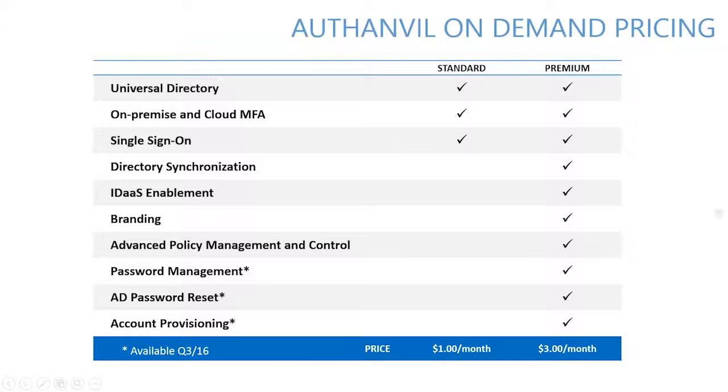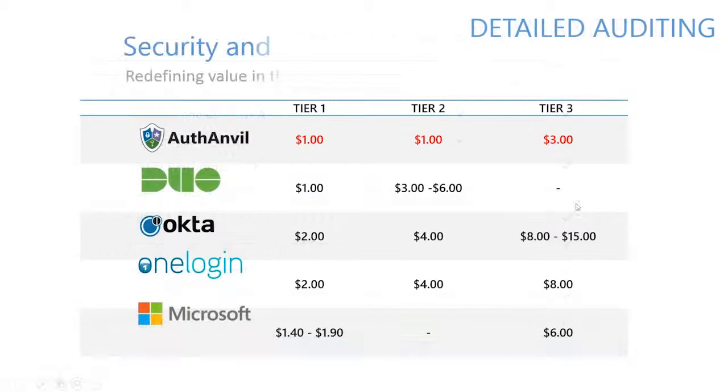Tremendous, tremendous opportunity. The premium product, as I said, is priced at $3 per user per month. Standard is $1 per user per month. How does that compare to others out there? Well, let's take a look. We think we're redefining value in the IDaaS market. We think we're providing you with a lot more functionality for a lot lower price.